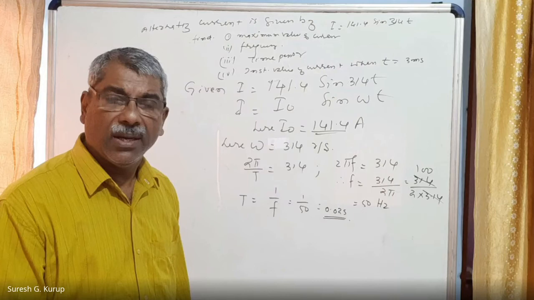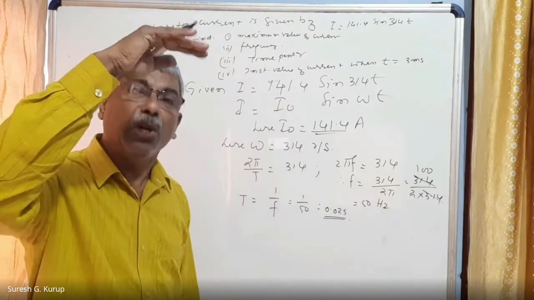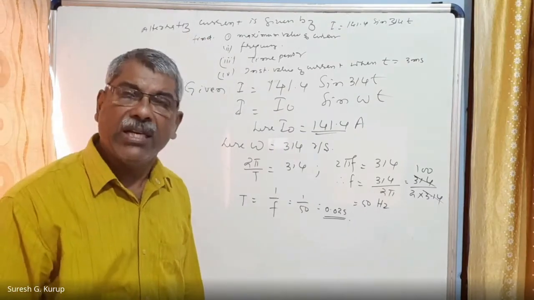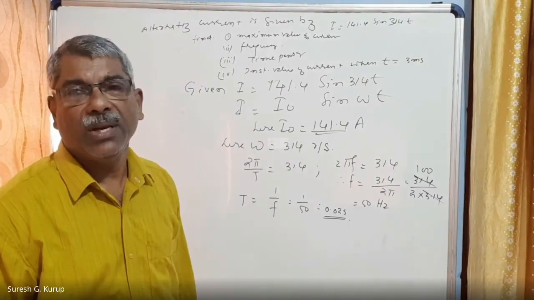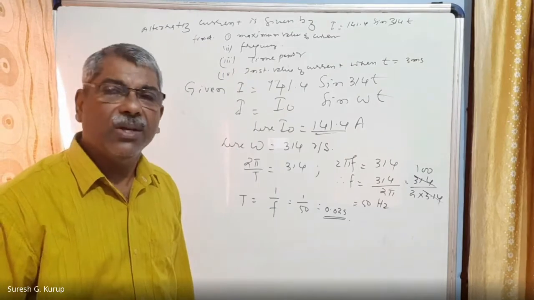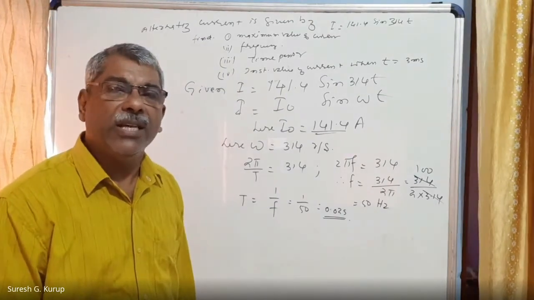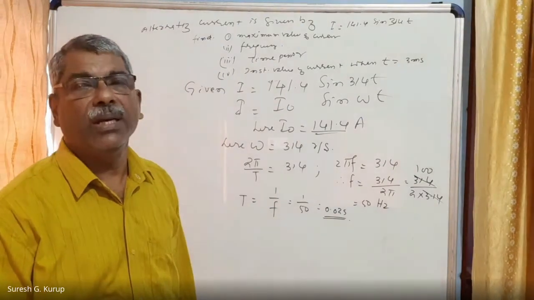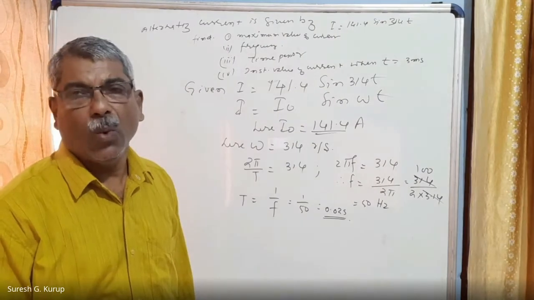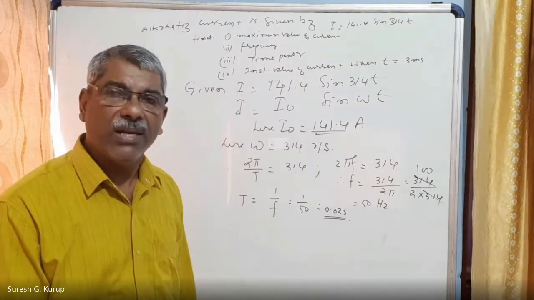That means 50 times the EMF or current goes to a maximum in the positive direction, and next in the negative direction it also goes to a maximum 50 times. Am I correct? So the peak value occurs 100 times in 1 second. In 1 second, there are 50 revolutions, right?